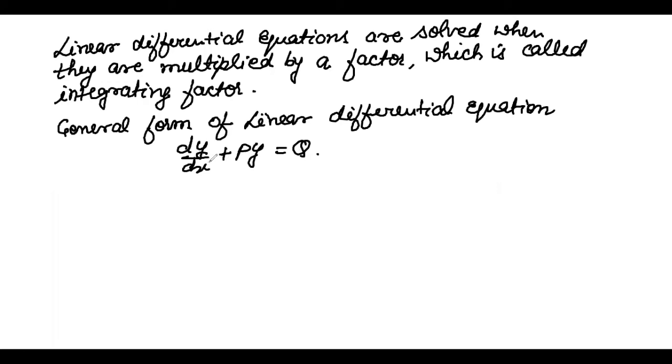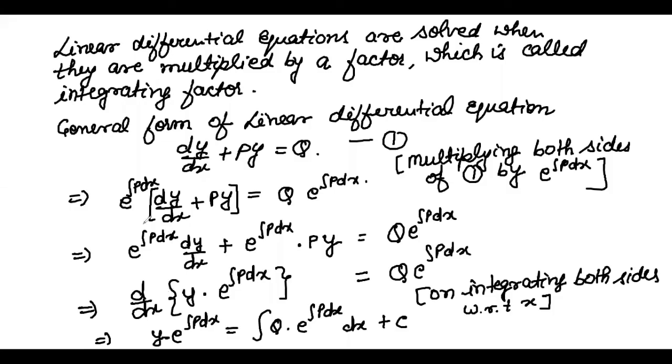So I'm showing it, multiplying both sides of equation 1 by e to the power integration of p dx. So that integrating factor I'm going to multiply in this form. So when we are multiplying both sides by the integrating factor e to the power integration of p dx, then we are getting e to the power integration of p dx into dy by dx plus e to the power integration of p dx into py equals to q into e to the power integration of p dx.